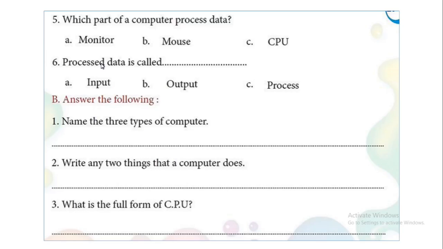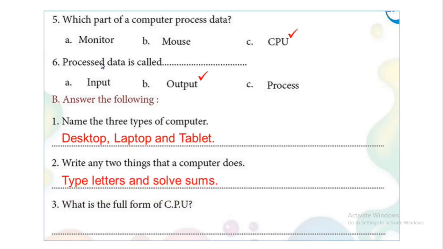Which part of a computer process data? Answer very simple, CPU. Processed data is called dash. That is the output. Now answer the following. Name the three types of computer. Desktop computer, laptop and a tablet. Write any two things that a computer does. Type letters and solve sums. Solve mathematical problems.